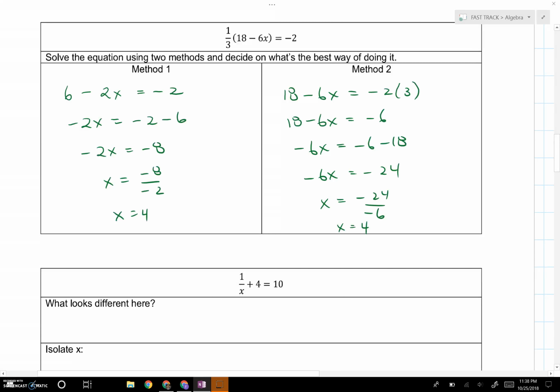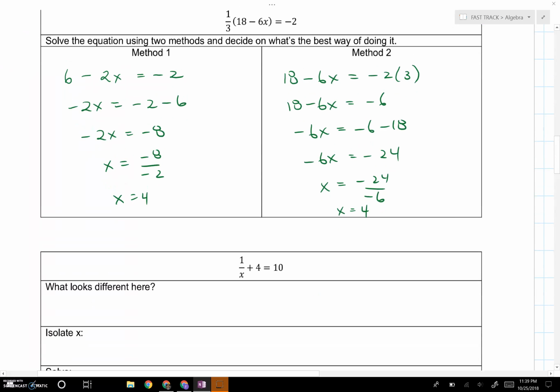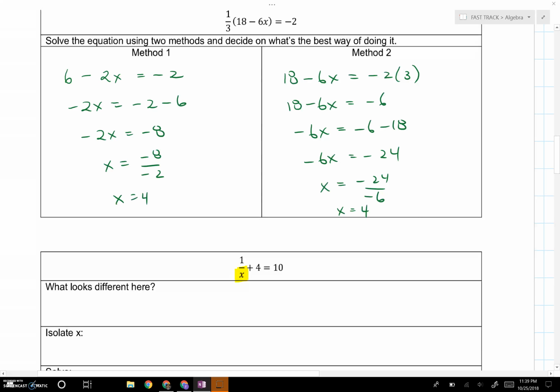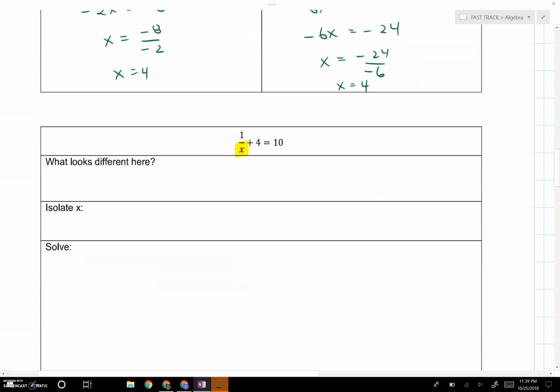Both methods are great. Both methods have their, I guess, pros and cons. I think it's really about what your brain sees first. Now, looking at the next question, the major question is here, what about this second question looks different than the first one? So think about it for a moment, and then hopefully you notice that this lovely x is now in the denominator. So this might pose a problem for some people, but we're going to figure it out. So what looks different is that I have this x in the bottom.